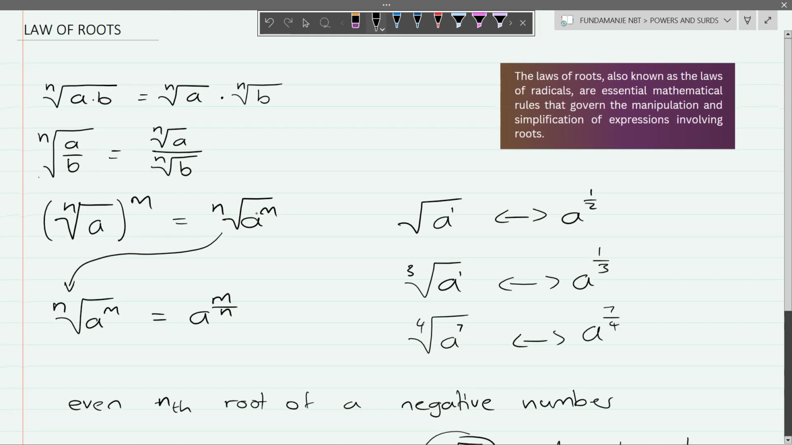But all in all, these are the laws of roots. Again, these are all tools that help us to simplify expressions or equations to allow us to get the simplest form or to allow us to solve for an unknown variable.